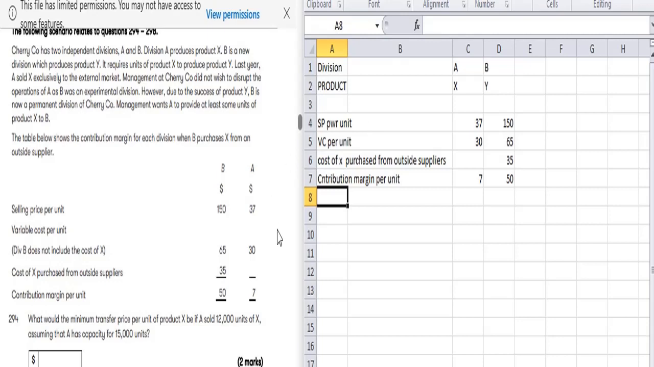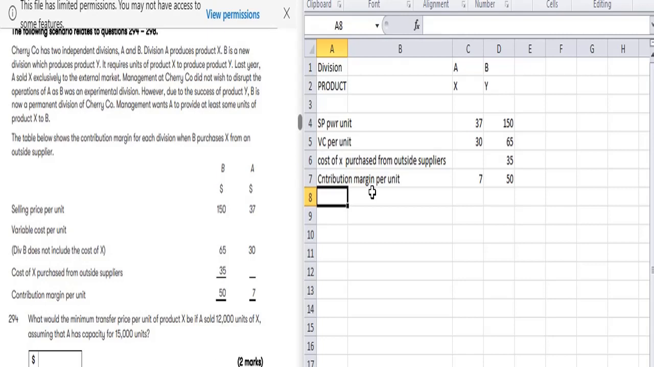And now, more information has been attached in the question: it says that division A sold 12,000 units, but its capacity is 15,000 units. It means division A has some spare capacity. So we do have two cases. In the book you can find three cases, but now I will talk about two cases: one in case of spare capacity and one in case of full capacity.